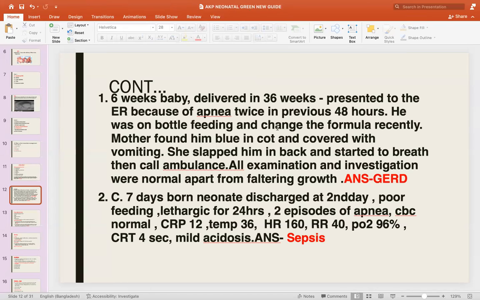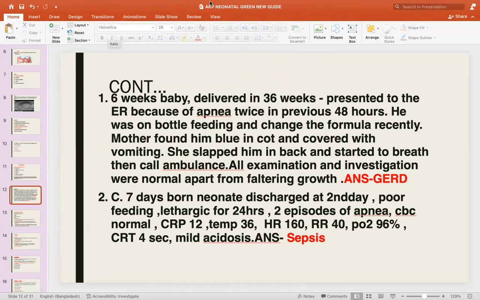Why? A 6-week-old baby with repeated apnea. Although the mother gave CPR and came to the hospital, remember, this is called ALTE. Who can tell me what is ALTE? Acute life-threatening event. Very good. Apnea, convulsion, coma, breathing difficulty, bleeding. This is called ALTE, an acute life-threatening event.